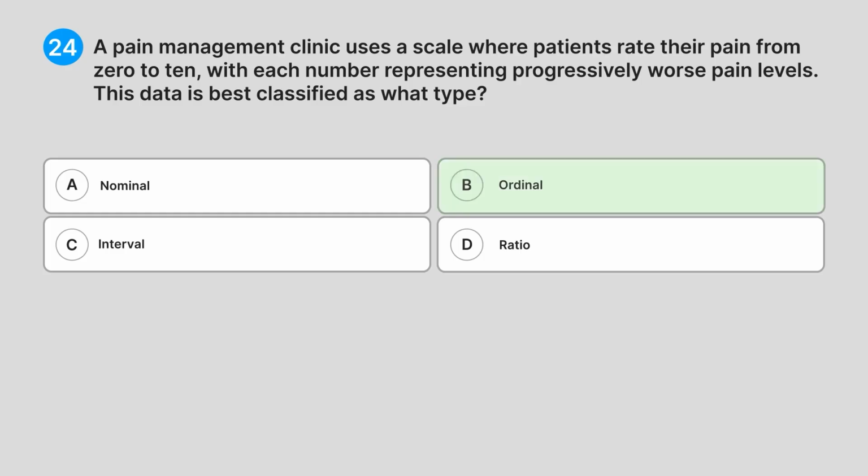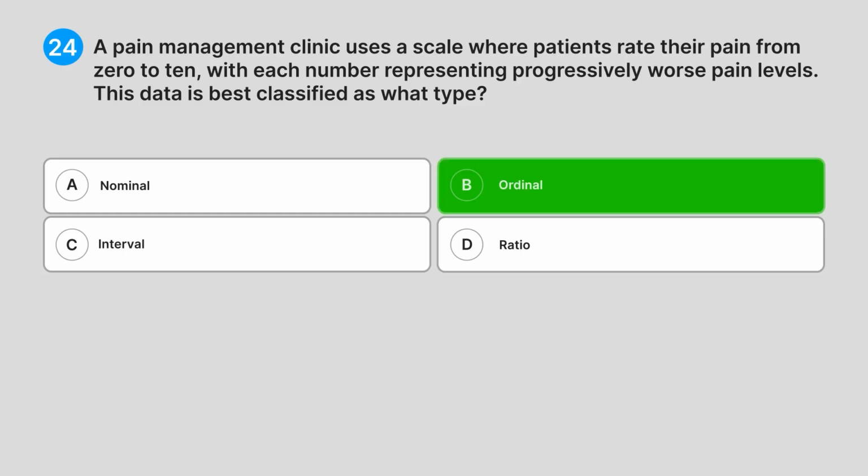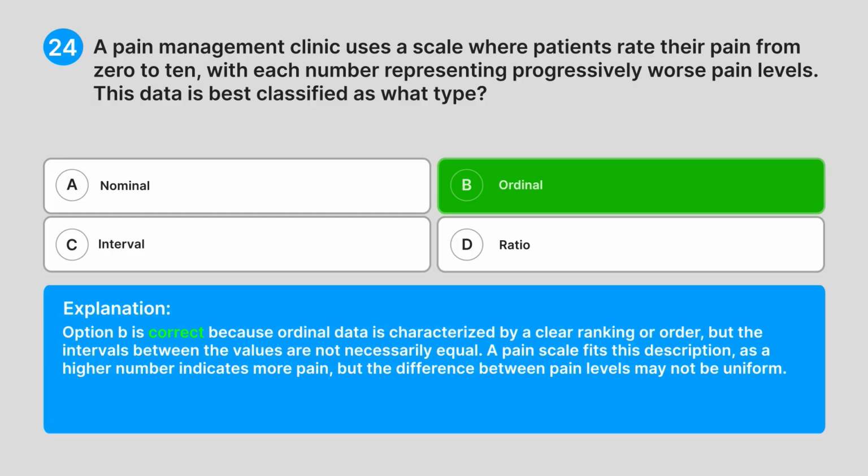Correct answer, B, ordinal. Explanation, option B is correct because ordinal data is characterized by a clear ranking or order, but the intervals between the values are not necessarily equal. A pain scale fits this description, as a higher number indicates more pain, but the difference between pain levels may not be uniform.